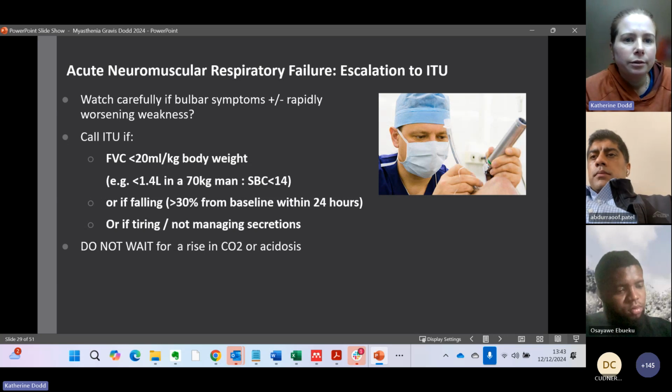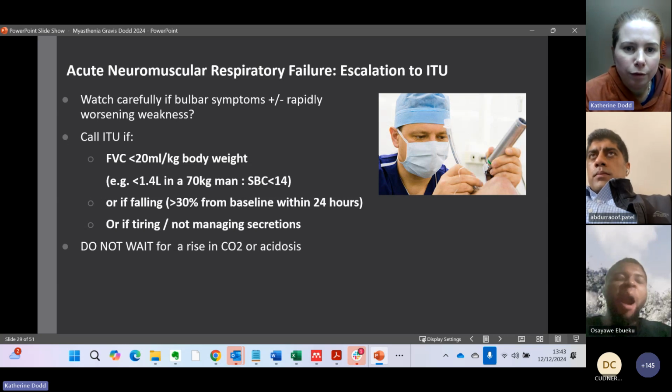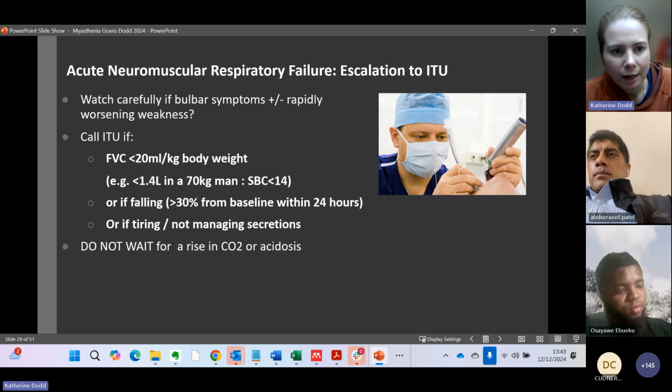When do we want to go to ITU? So if we're particularly concerned if there's prominent bulbar symptoms and they're rapidly getting worse. So we're going to call ITU if the FVC is less than 20 mils per kilogram body weight. So in a 70 kilogram man, that's less than 1.4 litres, or roughly equivalent to a breath count of 14. Or if it's falling, and this is perhaps more important in that if they come in and the first day they're at 2 litres, 2 litres, 2 litres, and then it's 1.5 litres, I'd be much more worried than the person that comes in at 1.5 and sticks at 1.5 for a little while.